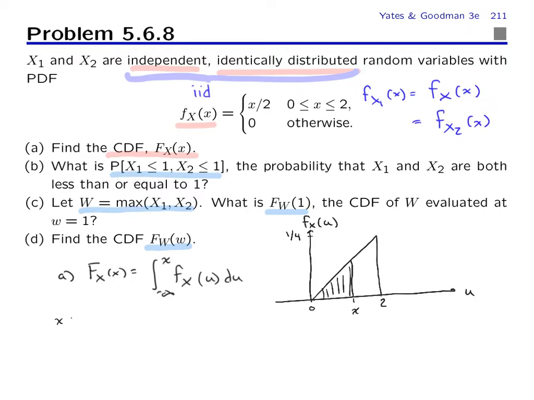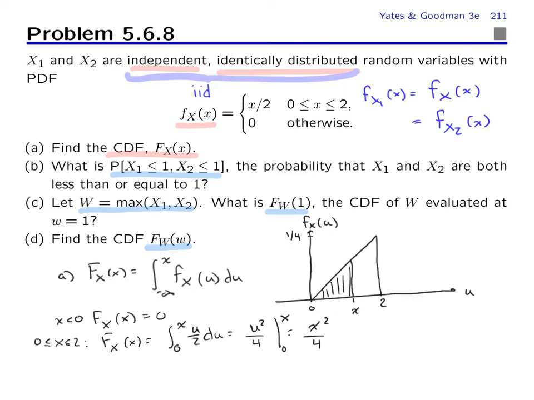So when x is less than 0, that area is 0. And when x is between 0 and 2, this integral becomes the integral from 0 to x of u over 2 du, which is equal to u squared over 4 from 0 to x. And the answer is x squared over 4.